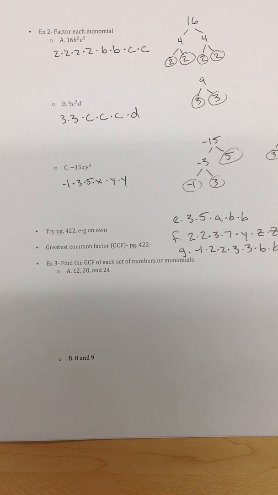Okay, so that's factoring monomials. Next thing we're going to do is talk about greatest common factor. So the definition is on page 422. If you want to look at it, I'll read it to you. It says the greatest common factor of 2 or more integers is the product of the prime factors common to those integers. So basically we are figuring out the biggest number that we can divide all of our numbers by.